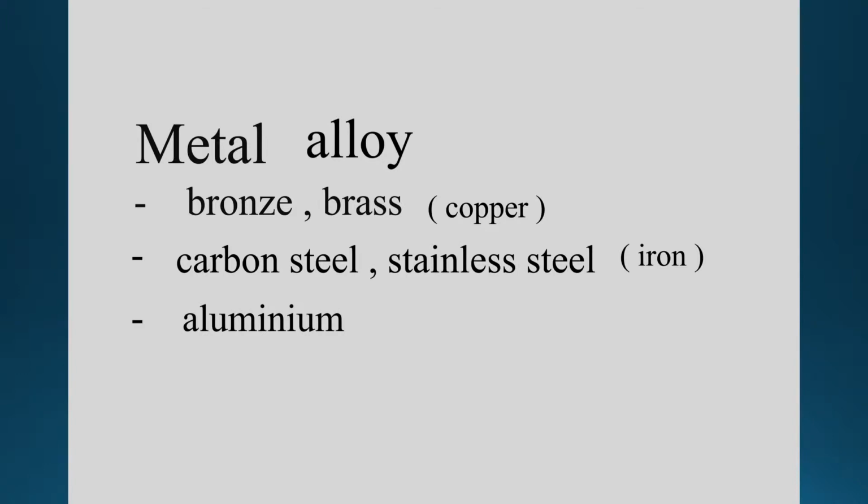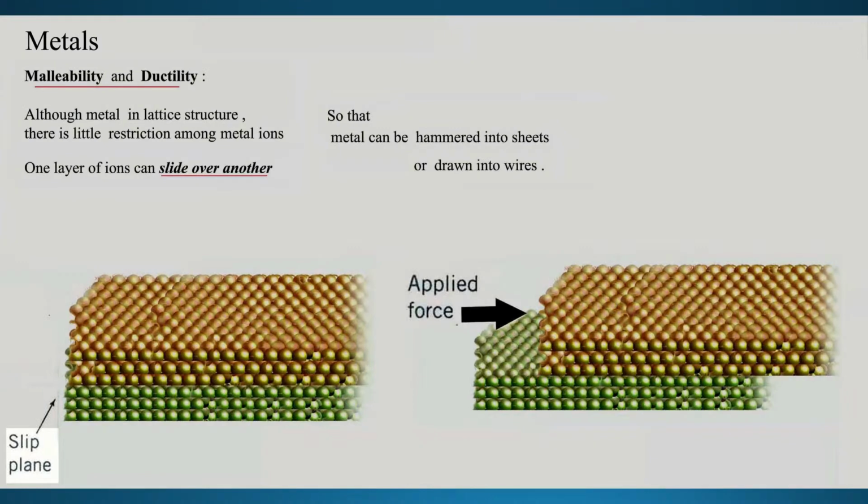Metal alloys: bronze and brass for copper, carbon steel and stainless steel for iron, and aluminium. Pure metal. Metals are ductile and moldable. Although metals have a lattice structure, they have little restriction among this metal iron, so one layer of iron can slide past over another layer, so that metal can be hammered into shapes or drawn into wire.